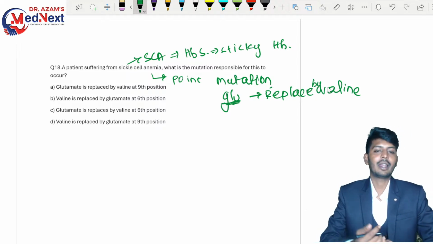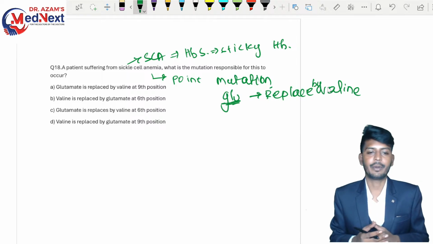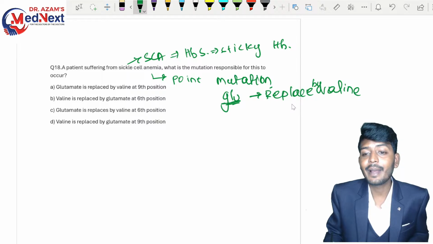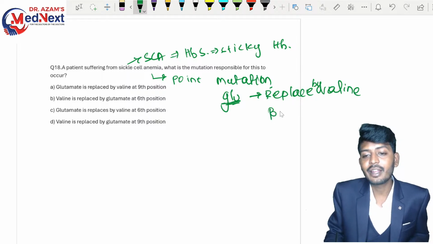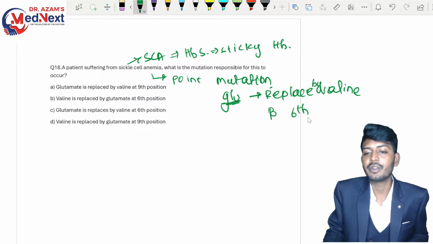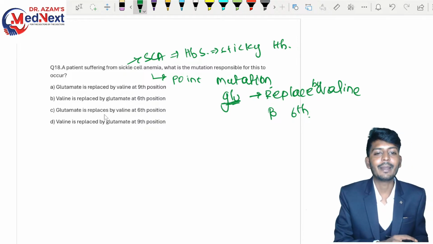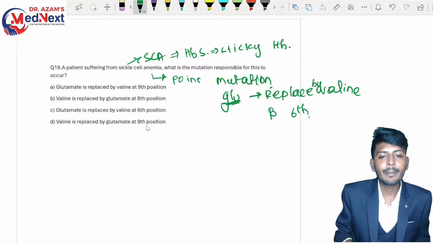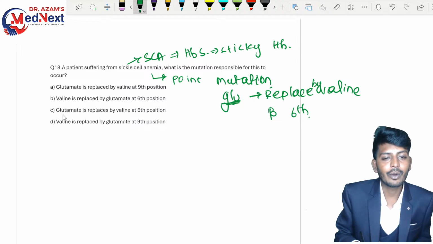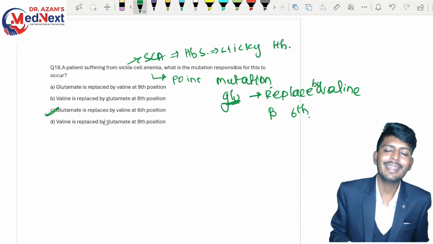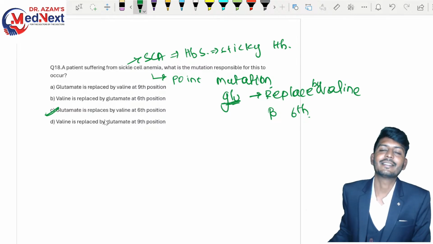Yes, melatonin also comes from your tryptophan. Yes, sir. Glutamate is replaced by valine. On which chain? On the beta chain of the hemoglobin at the 6th position. So the answer is that glutamate is replaced by valine in the 6th position.